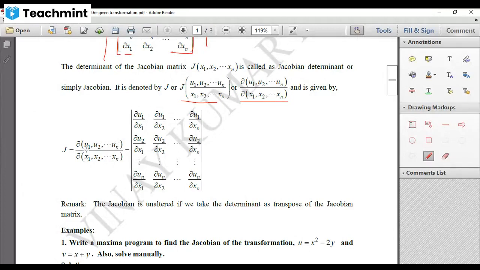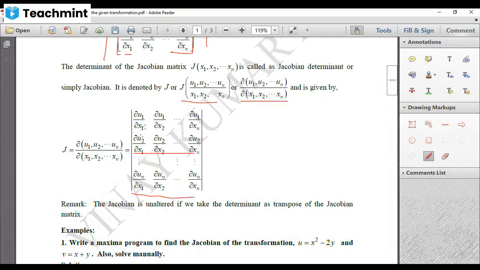See, the derivatives of u1 with respect to x1, u1 with respect to x2, etc., u1 with respect to xn give you the first row. Similarly, you have to differentiate u2 with respect to x1, u2 with respect to x2, etc., u2 with respect to xn. That gives you the second row. Similarly, go on proceeding. You have to differentiate all the dependent functions with respect to all the independent variables. Okay, un with respect to x1, un with respect to x2, etc., un with respect to xn. That gives you the last row. Find the determinant of this. That is your Jacobian.